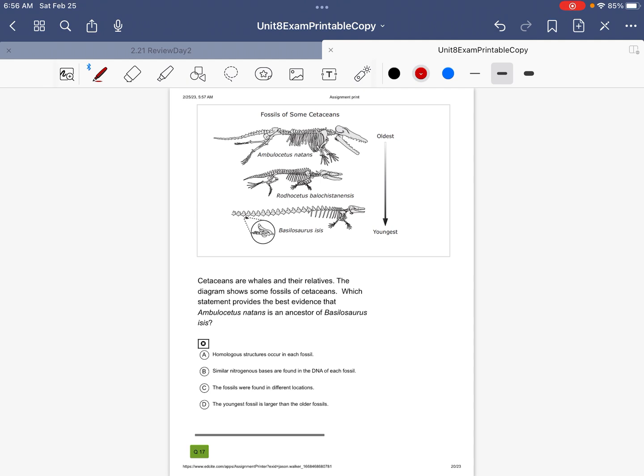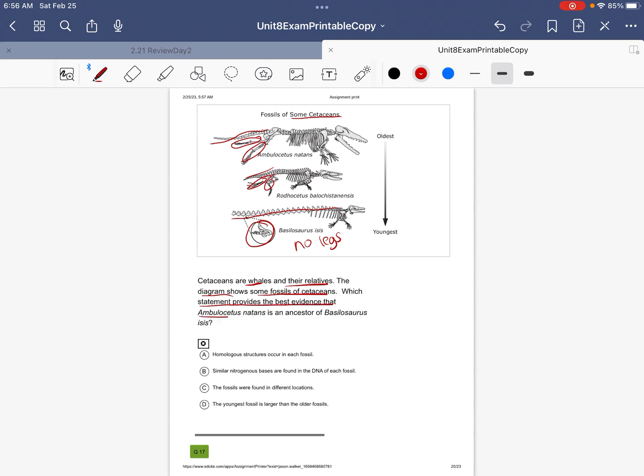Okay, class, for this one, here it is showing the fossils of some cetaceans. So these are like older ocean living animals. Here you see legs and tails. The legs got a little bit shorter. The animal actually got smaller. And here we're back to being longer, and you have this bone. But you should notice, hey, there are no more legs. Over time, they evolved and had no legs. So cetaceans are whales and their relatives. Yes, that was correct. The diagram shows some fossils of the cetaceans.